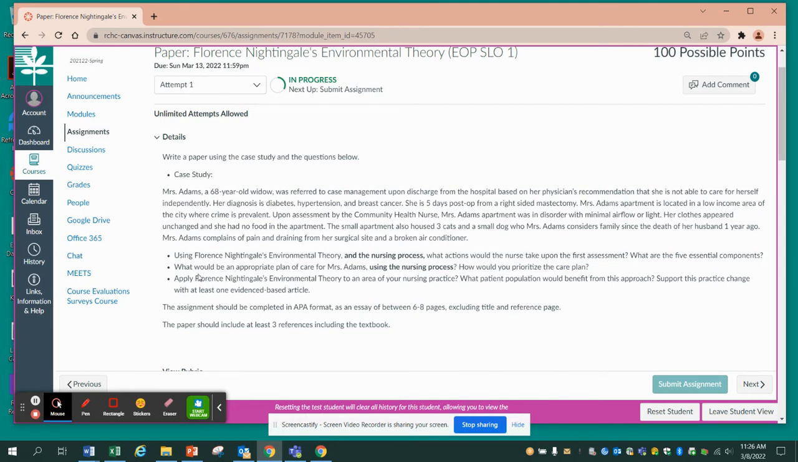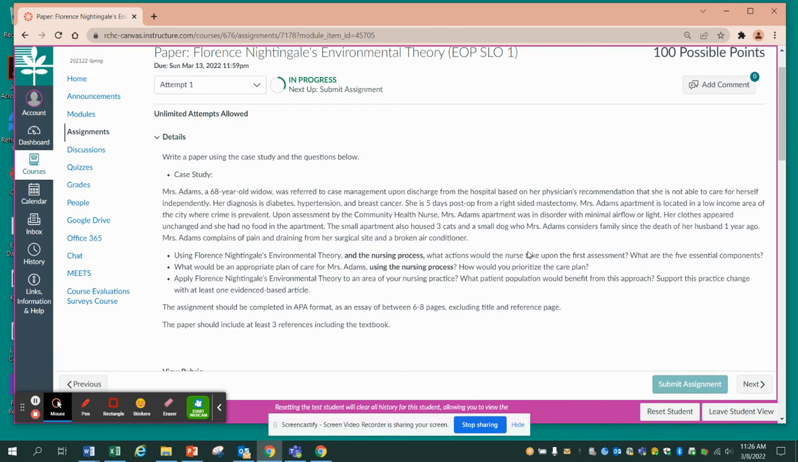And this first bullet, second bullet, third bullet could be used for headings. Some students have found that if they use headings that directly relate to the bullet points within the assignment, they don't miss too much of the assignment. So I would encourage you, if that helps you, to use headings according to the bullets or however you want to do it. Looking at the first bullet, it says using Florence Nightingale's environmental theory and the nursing process.